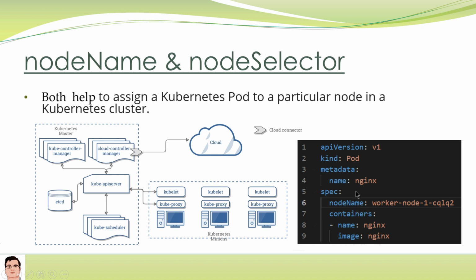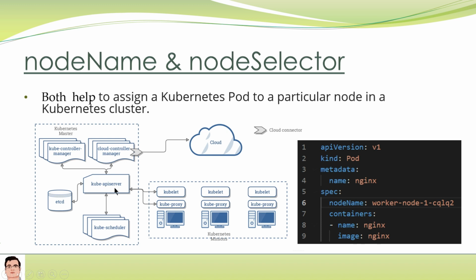When we define the node name, what will happen when the CLI request comes to the Kube API server? The Kube API server will check the specifications file to see whether the node name is defined or not. If the Kube API server finds that the node name is assigned, it means the user wants this pod to be deployed only into this particular node, so it will not pass this request to the Kube scheduler, because this particular request is not suitable for the scheduler.